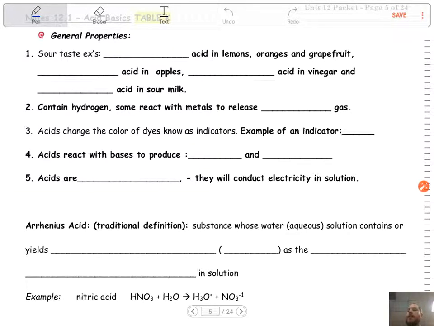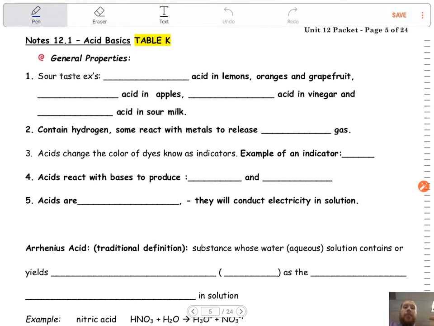So we're going to talk today in this video about acid basics, like the properties and some things to look out for and some definitions. The first part of this unit is very conceptual. You've got to know the terminology. Making flashcards is going to be a good thing to keep track of acids versus bases.